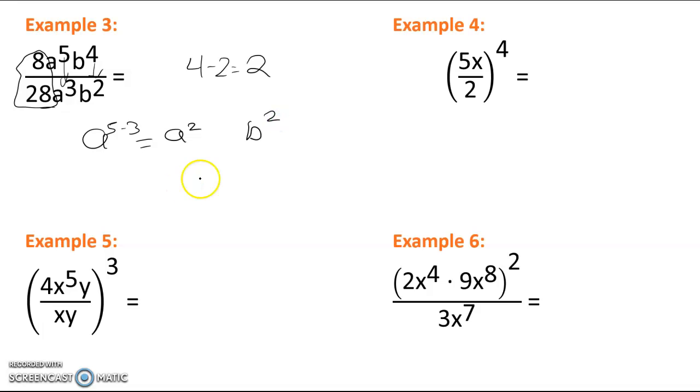So let's start setting up our final answer here. We know we're going to have a squared and b squared, okay? Now, what that means is that these numbers on the bottom go away, and all we're left with is just a squared and b squared on the top of the fraction, all right?